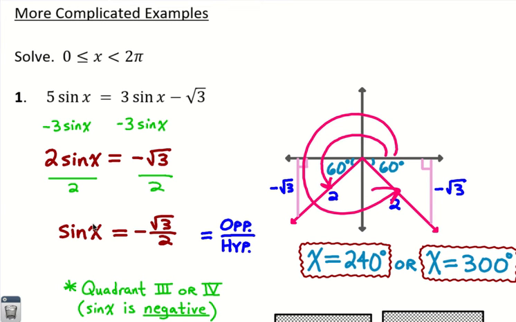Once you get to here, you might just be able to go to your cheat chart and say, okay, the sine of what gets you this answer? Well, those two angles. Remember, there's two angles between 0 and 360 or between 0 and 2 pi. And so those are my only two final answers because of this interval.